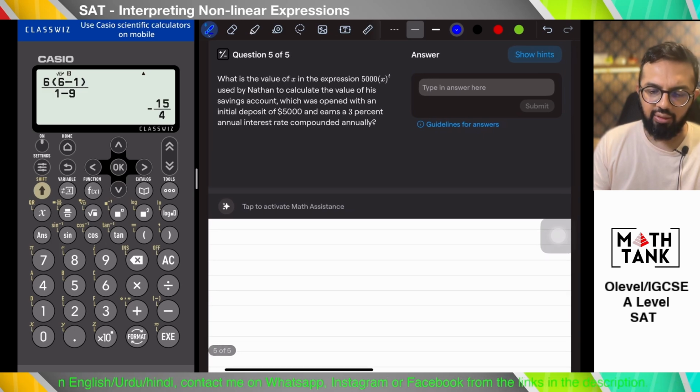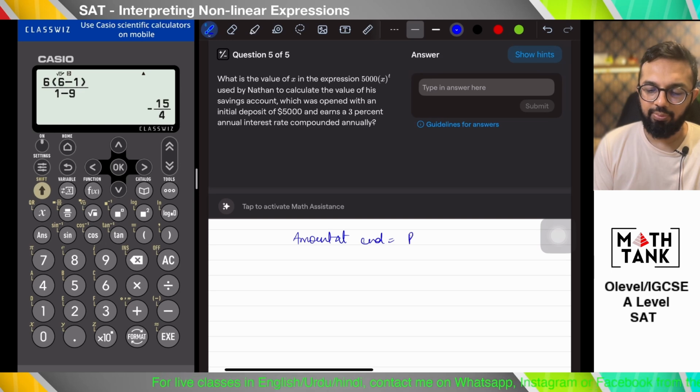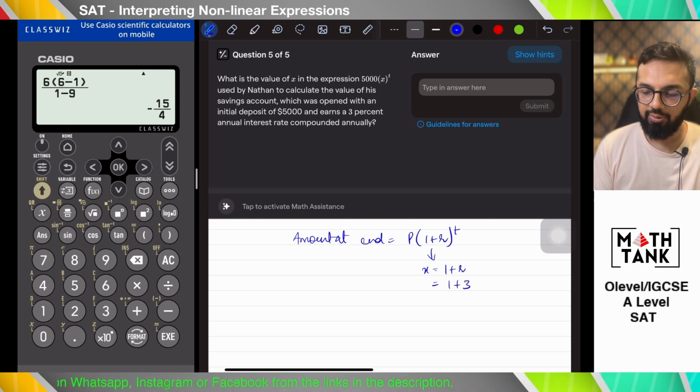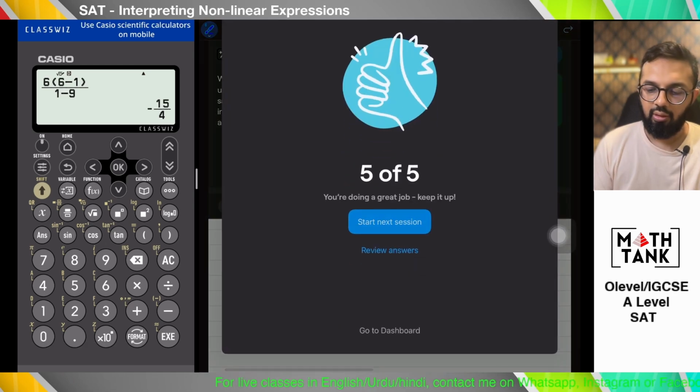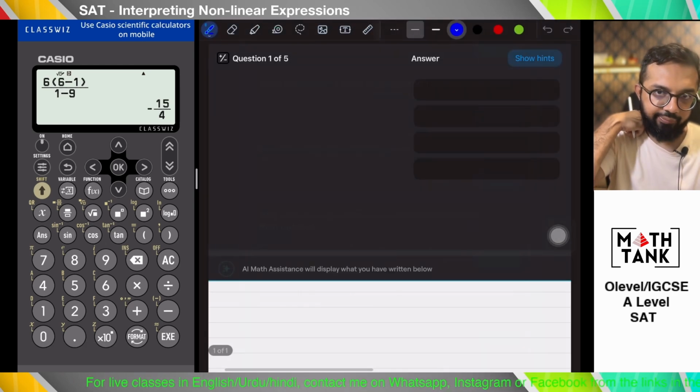This is used by Nathan to calculate the value of a savings account which was opened with an initial deposit of $5,000 and earns a 3% annual interest rate. So when you're doing compound interest, for example, you do amount at end equals principal times (1 plus r) to the power t. So x is basically 1 plus r. Now in this case it's 3% interest, so 3% means 1.03. That should work. Yeah. So more easy questions on the way. Let's do that.